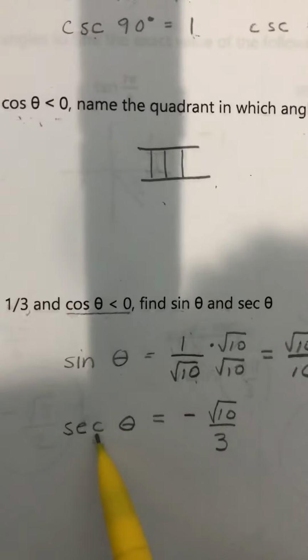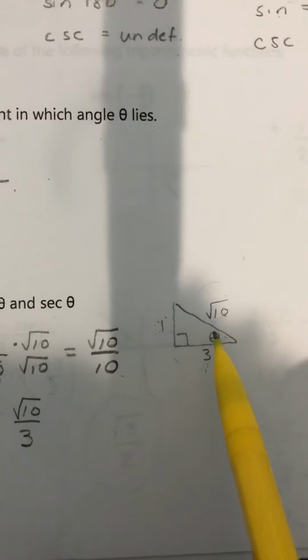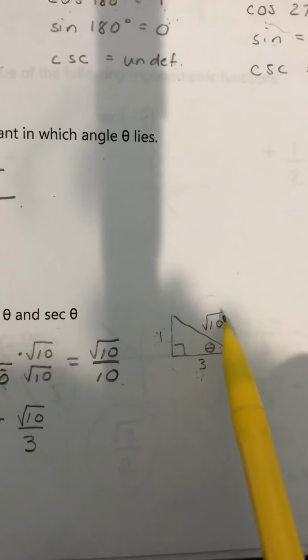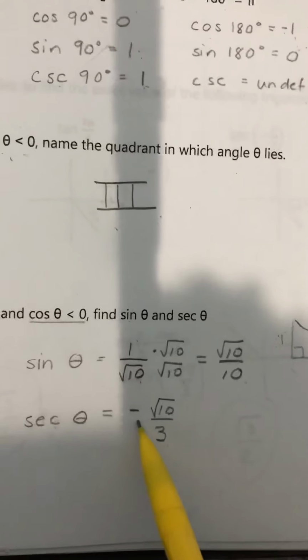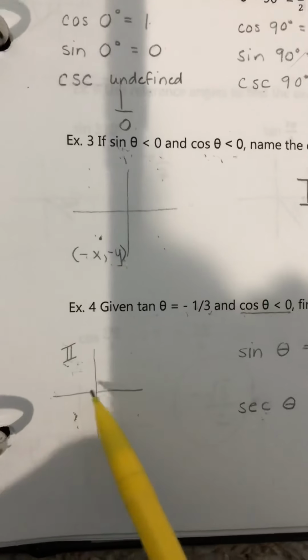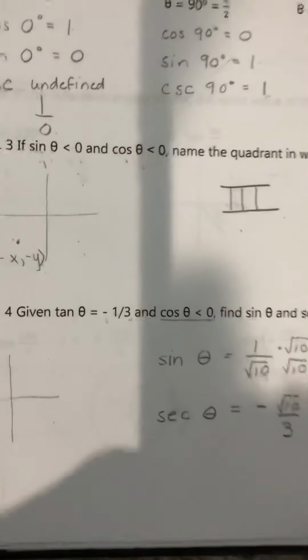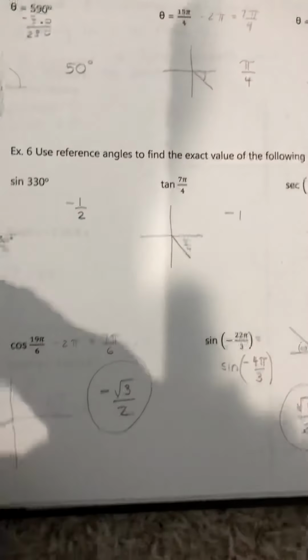Secant is the reciprocal of cosine. So if cosine is adjacent over hypotenuse, we're going to do the reverse, which is hypotenuse over adjacent. And the secant will be negative because in quadrant 2, the x coordinates are negative. So if cosine is negative, then secant will be negative.